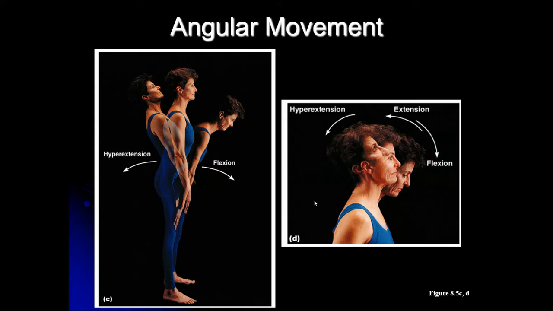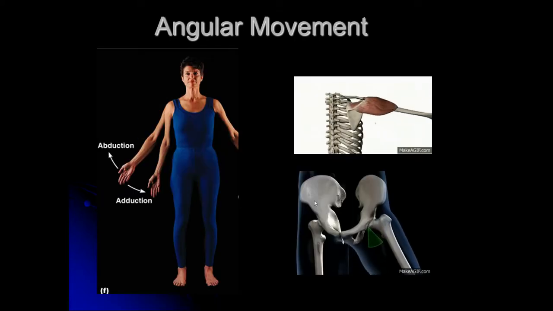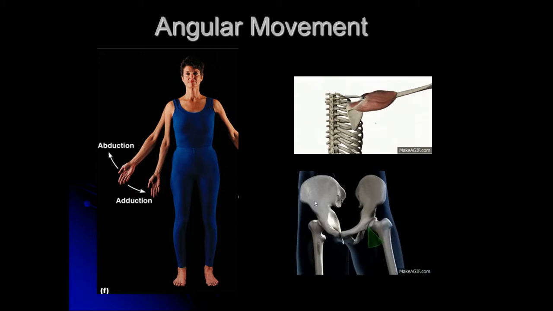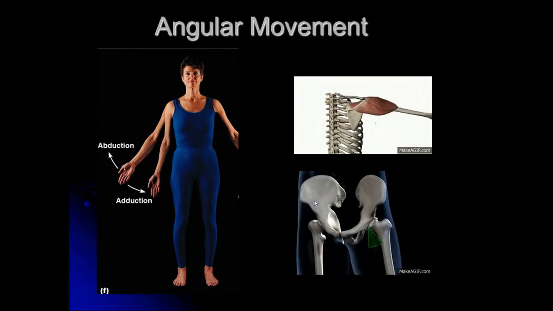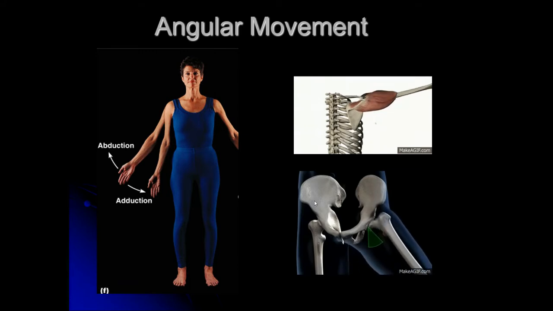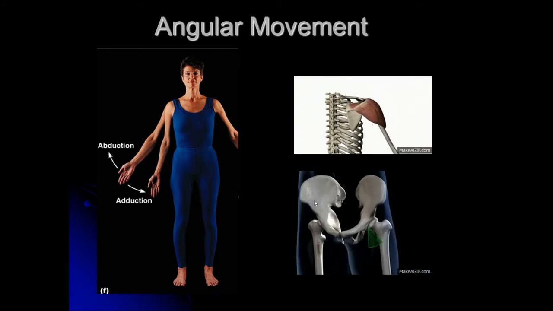You can do flexion and extension with lots of body parts, including the torso and the neck. When you move parts away laterally, though, we don't use flexion and extension. We use abduction and adduction. Remember, abduct means to take away, so it's moving away from the large mass, whereas adduction means adding to, so we're adding to the large mass. So you can see this at the shoulder and you can see it at the hip.